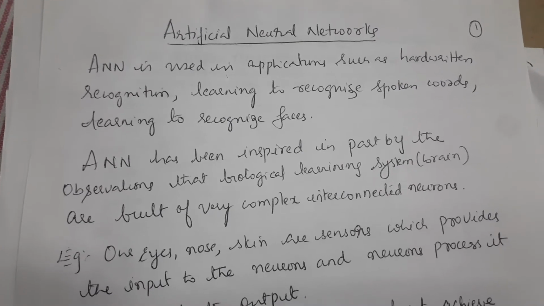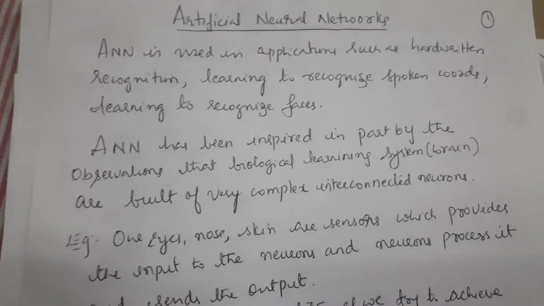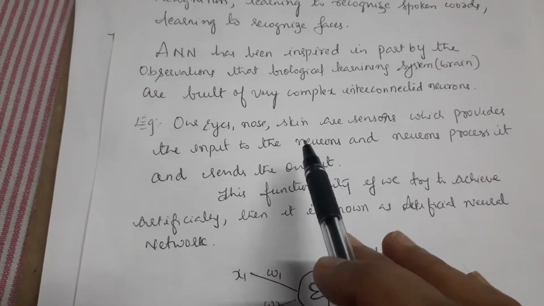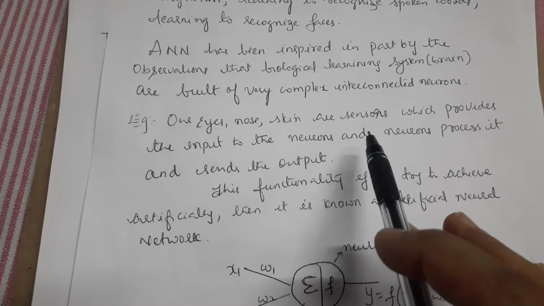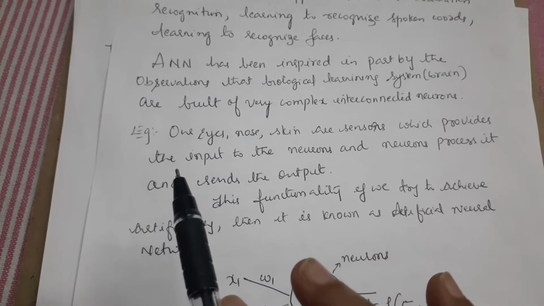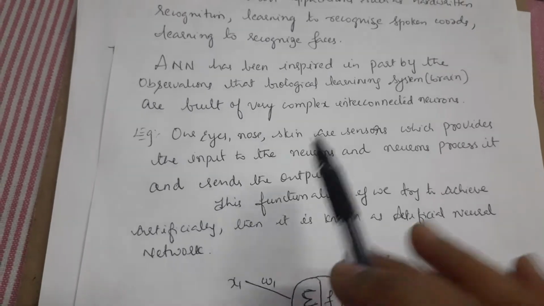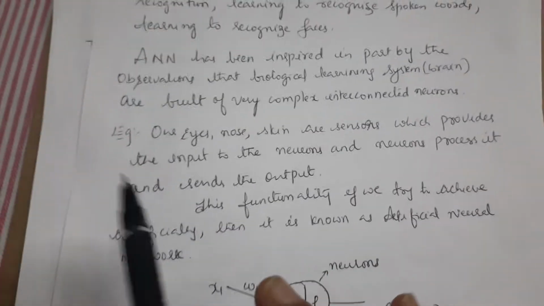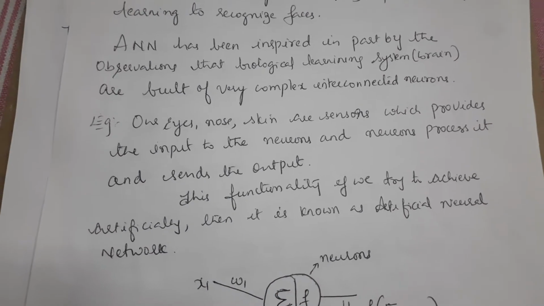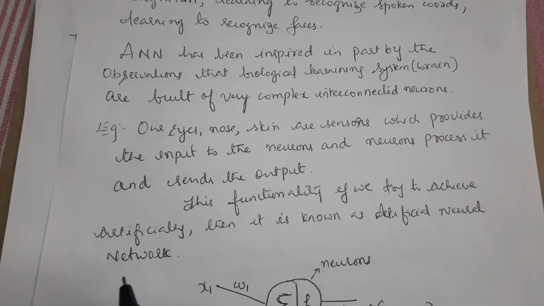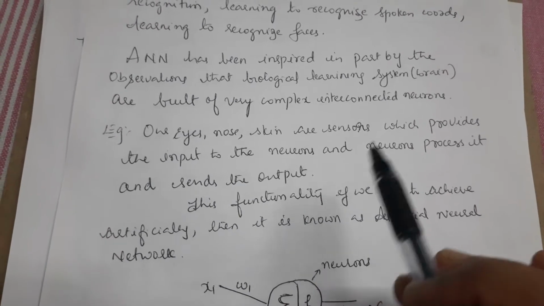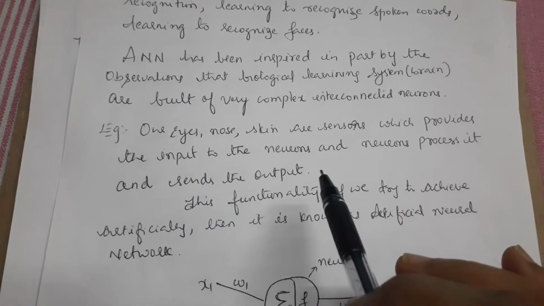Actually, these neurons are the processing units. Let us take an example here. For example, our eyes, nose, skin are the sensors of the body, which actually provide an input to the neurons of the brain. And these neurons are the ones which process and send the output. Let us take an example. Suppose if we place a hand on hot water, what happens?